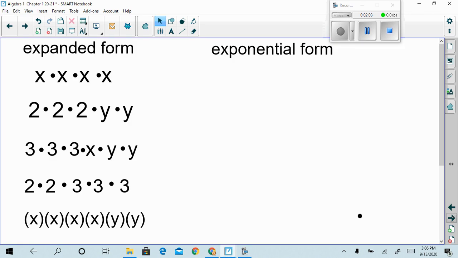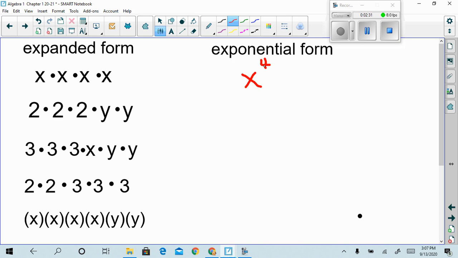So now I'm going to go from expanded form into exponential form. Expanded form, you see that this first one, it's a variable, it's a factor and it's repeated. And we want to see just how many times it's repeated, which will tell me what the exponent is. X is the base, and there are 4 of them, so x to the fourth power is your exponential form.